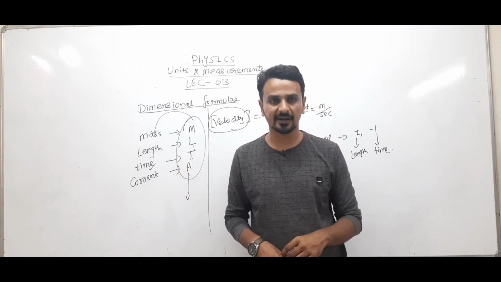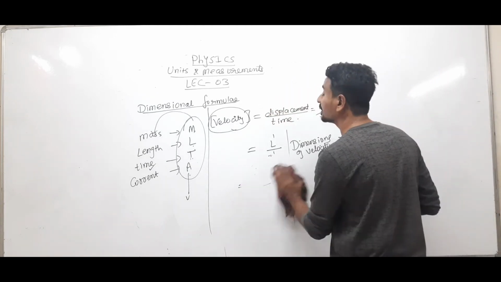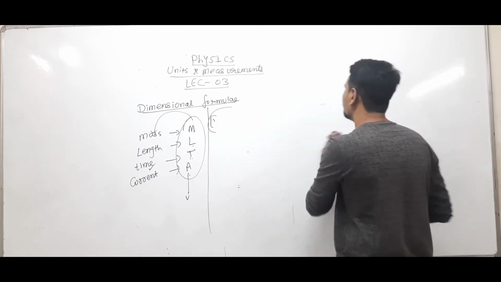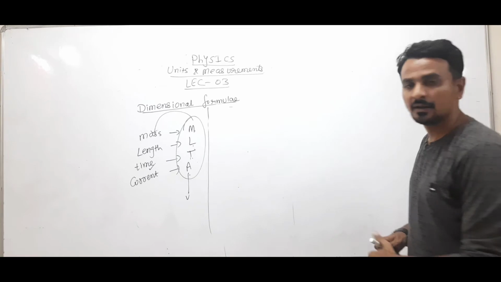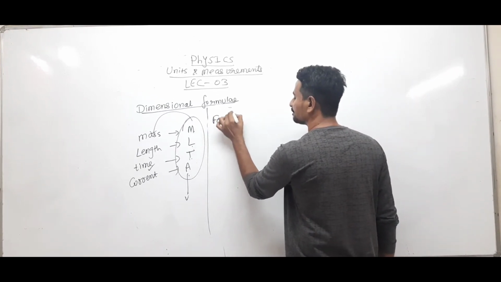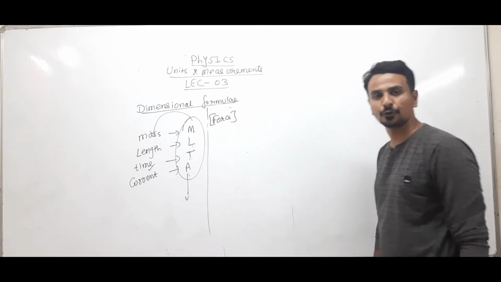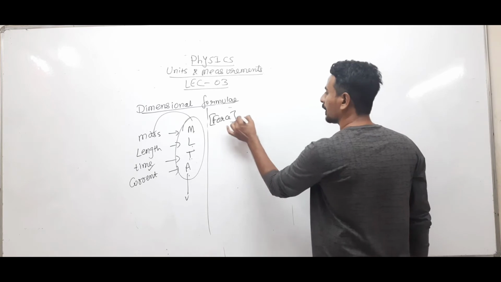We will take another example. You don't have to write the units. You are getting the point? Unit is a different thing. Now we are writing the dimensional formula of a physical quantity. Let us take an example of, say, force. I want to write the dimensional formula for force. So we know what is force.